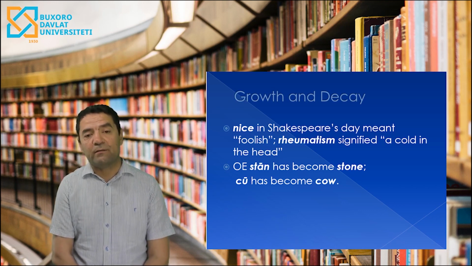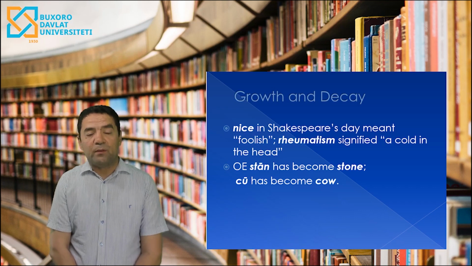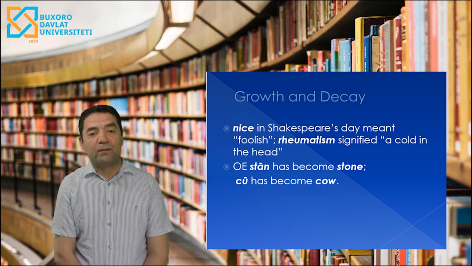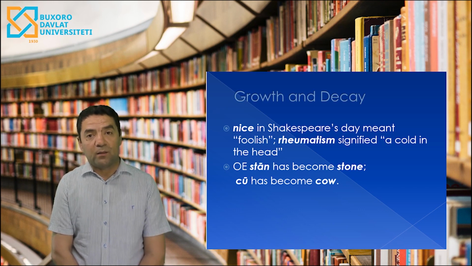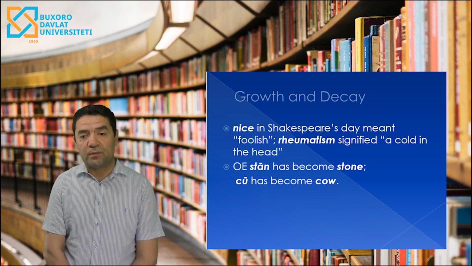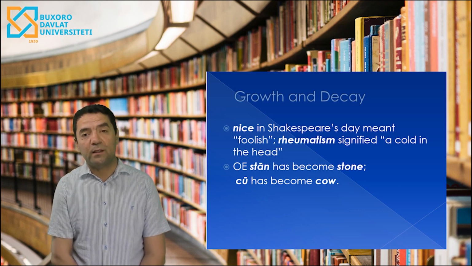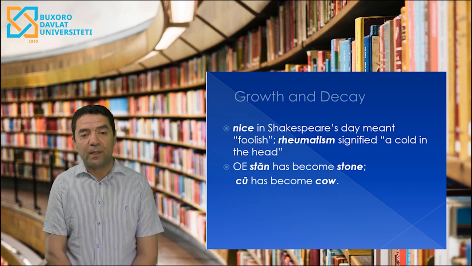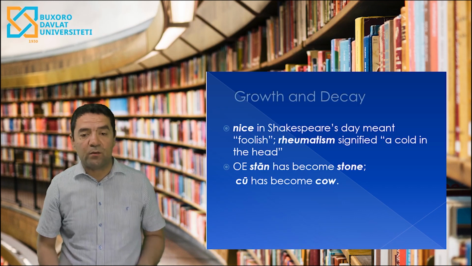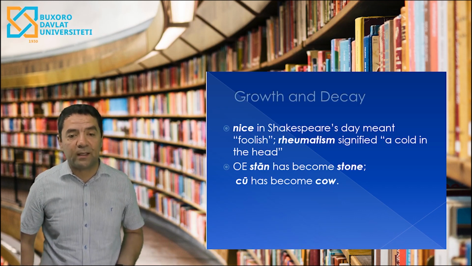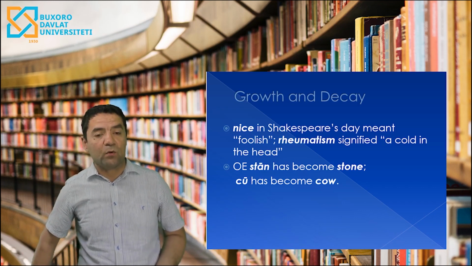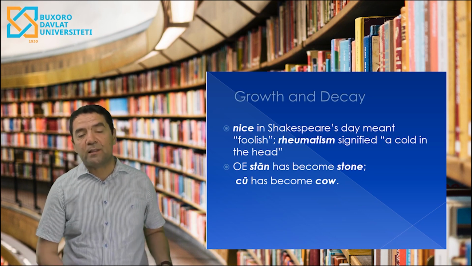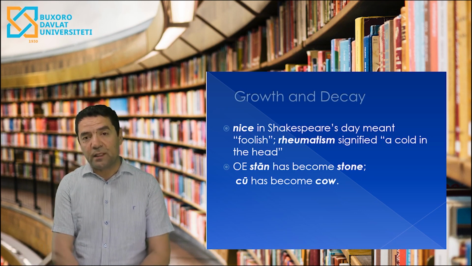of the English language. For example, on the lexical level, nice in Shakespeare's day meant foolish, unlike in the modern period, or rheumatism signified a cold in the hand, which changed its semantic meaning. Another example is in grammar, that Old English stan has become stone, or Old English cu has become cow. That is the change in the pronunciation.